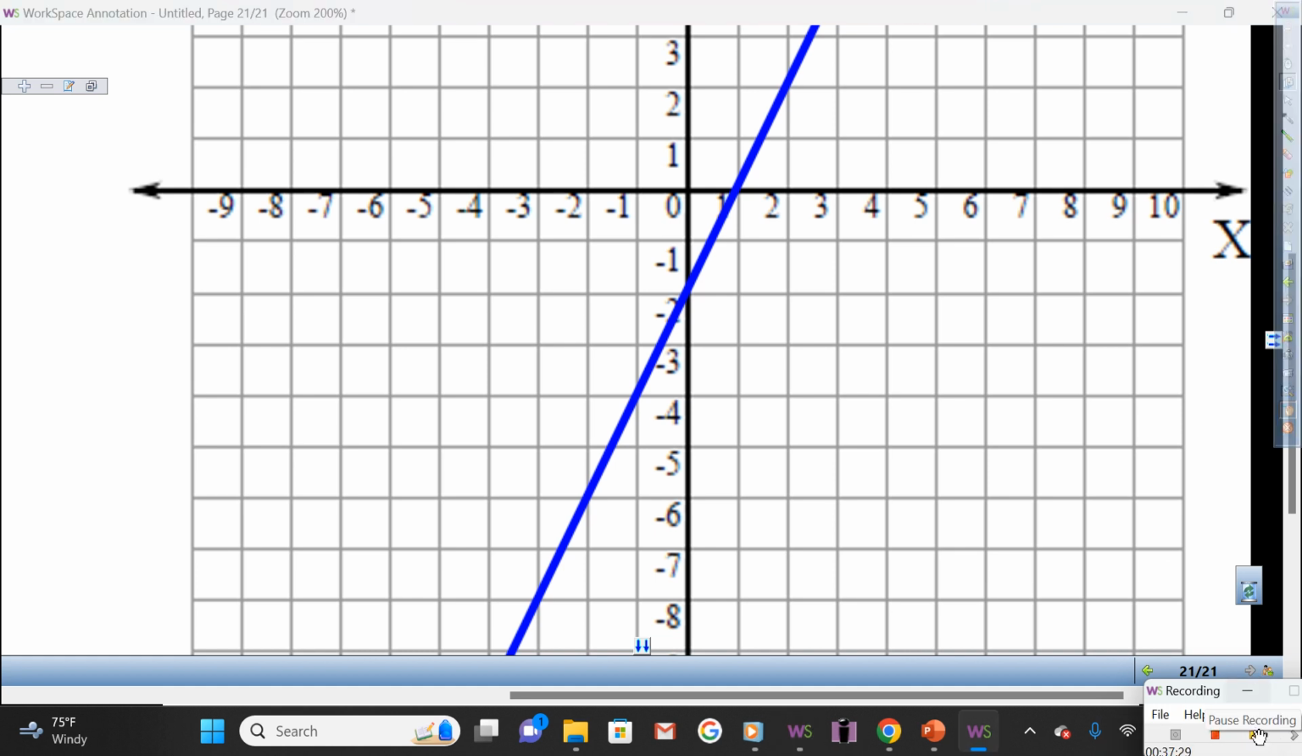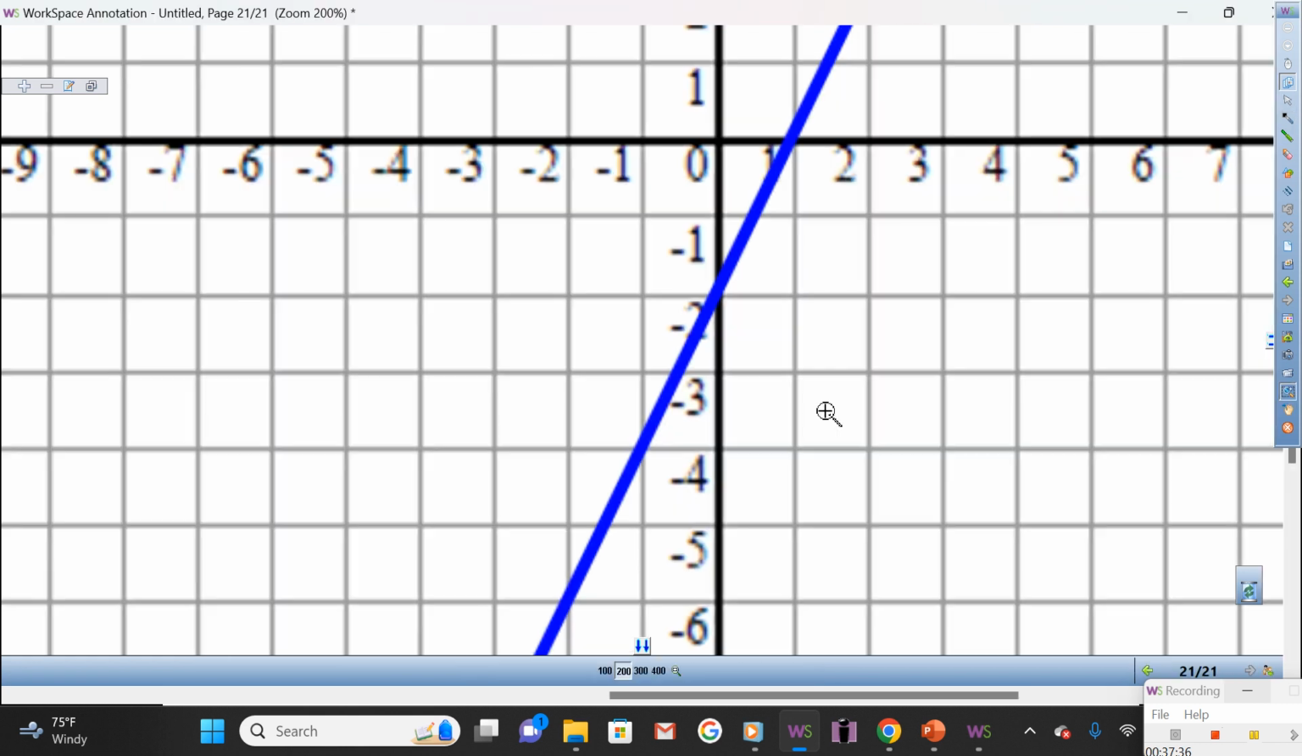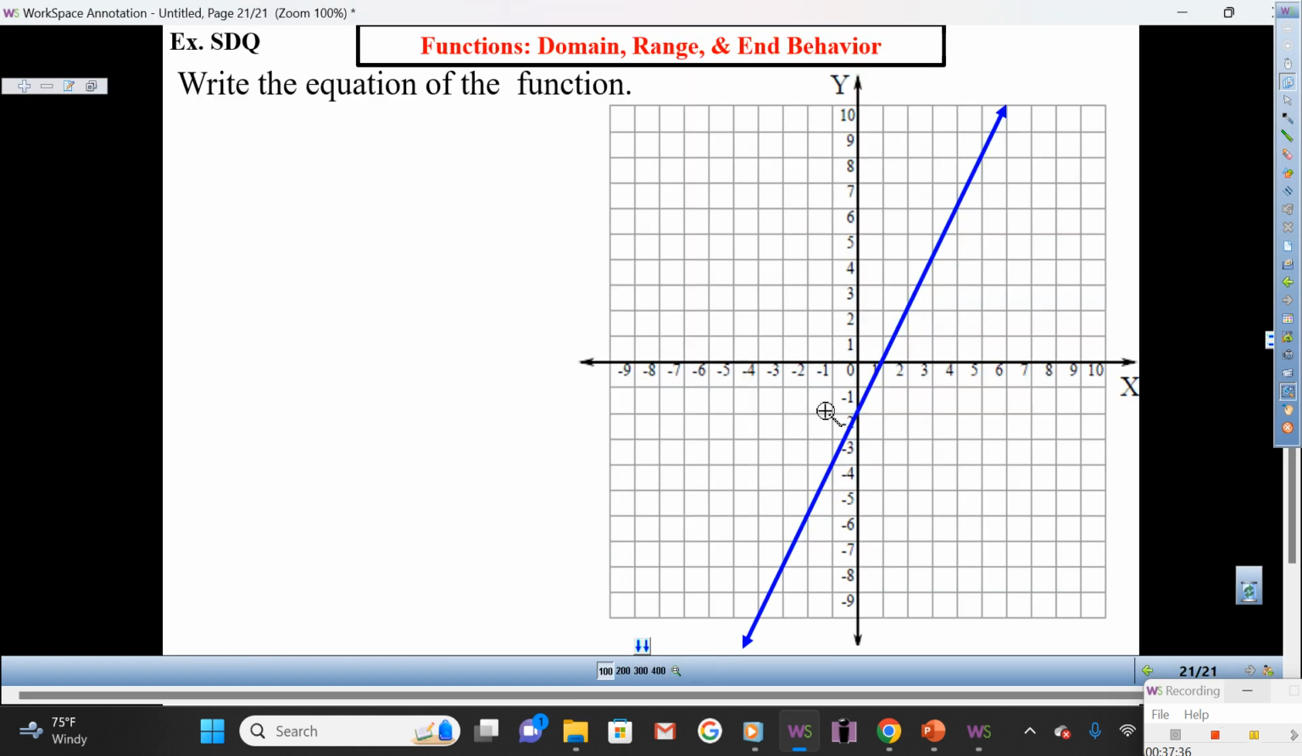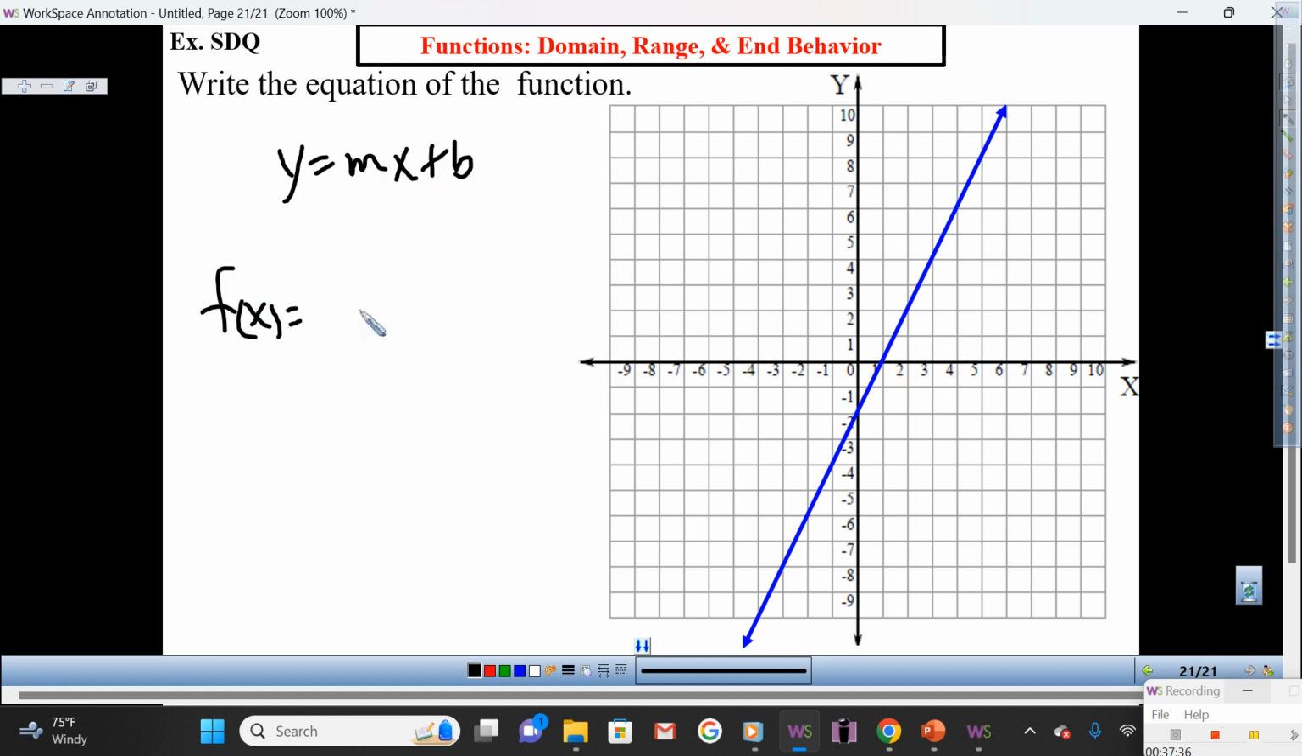Go. All right? So you should have started with what? y = mx + b. And you came up with f(x) equals something. What is that something, Rebecca?